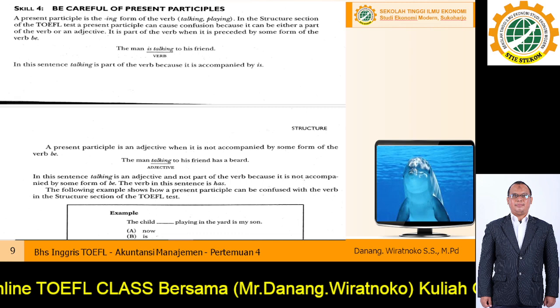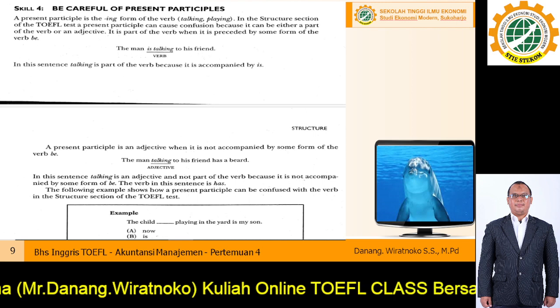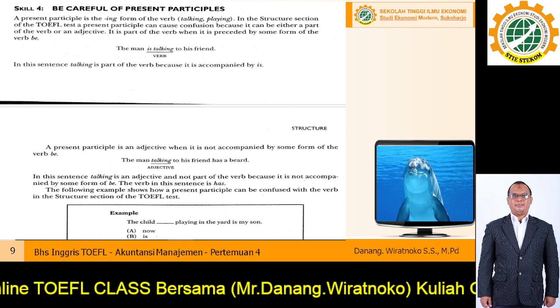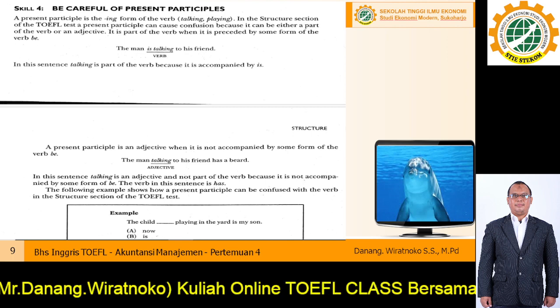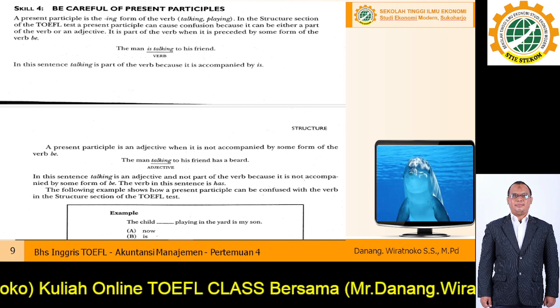Okay, next one. Be careful with the present participle. This one, the last one. So present participle is the ing form of the verb. Ya, jadi untuk present participle itu adalah bentuknya gerund ya, atau ing form juga. So talking, playing. In the structure section of the TOEFL test, a present participle can cause confusion because it can be either a part of the verb or an adjective. It is part of the verb when it is preceded by some form of the verb be.